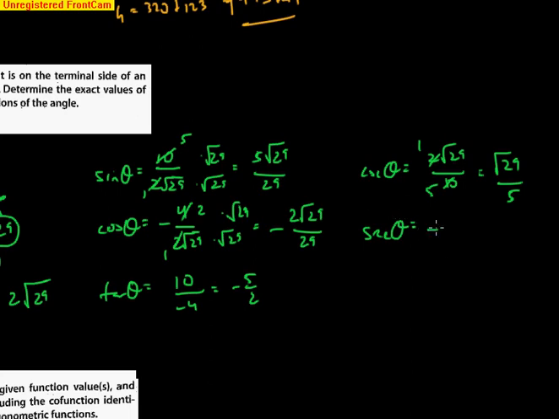The secant of theta is the reciprocal of cosine. Again, do the similar thing. Take your original fraction, negative 2 radical 29 over 4. The 2 and 4 simplify, and I get negative square root of 29 over 2.